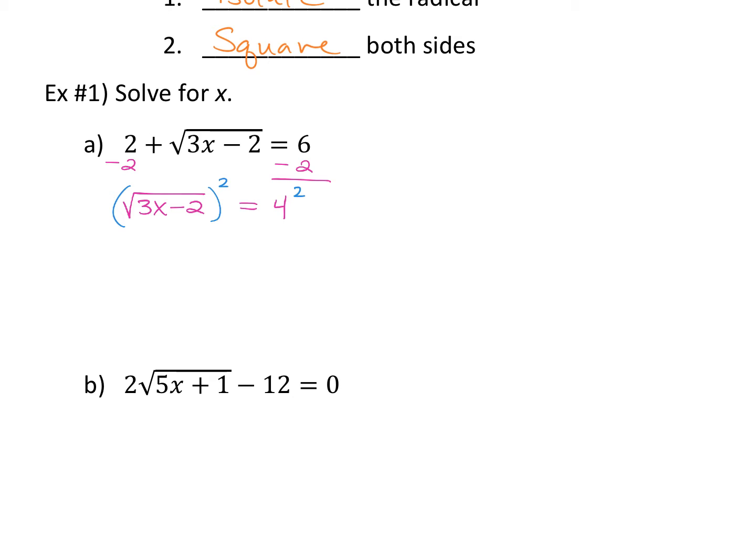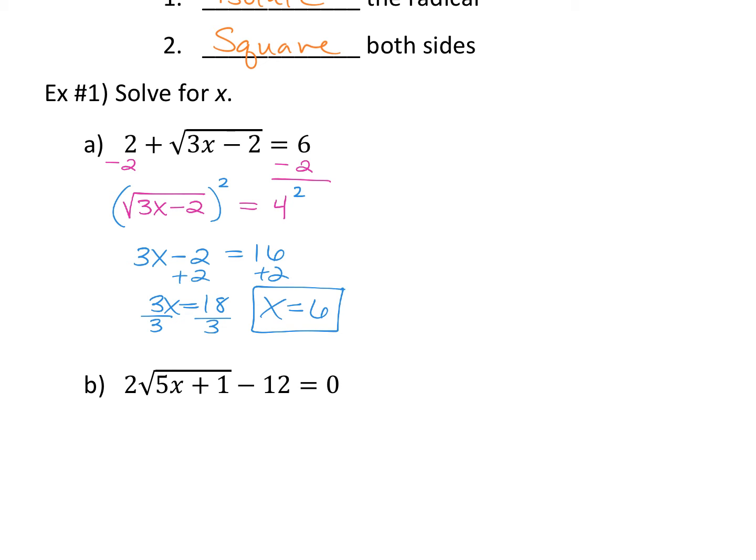When you square a square root, it just gets rid of all of that, and you're left with the radicand, which is 3x minus 2 equals 16. Add 2, so you get 3x equals 18, divide by 3, so x is 6.